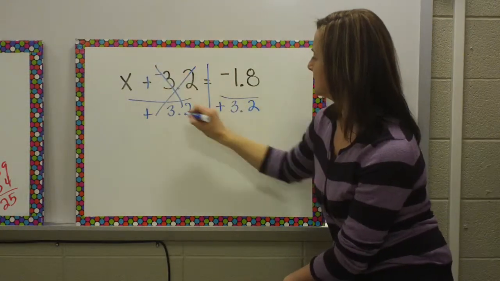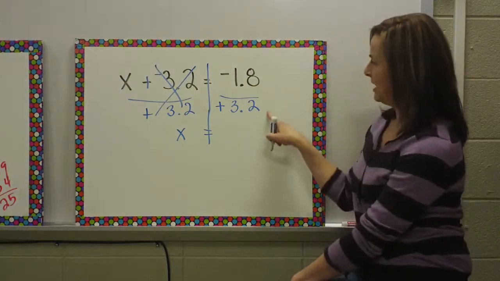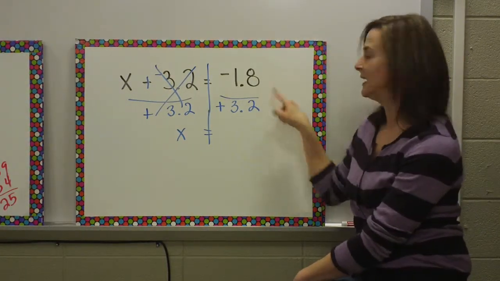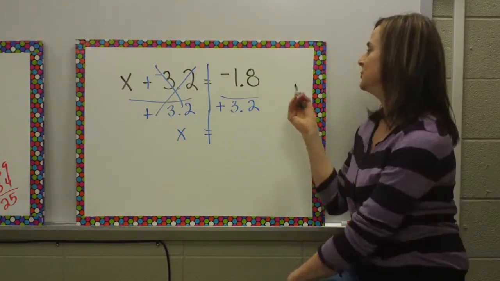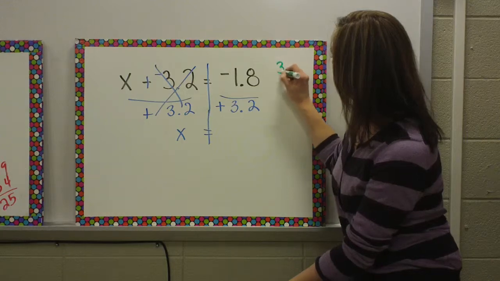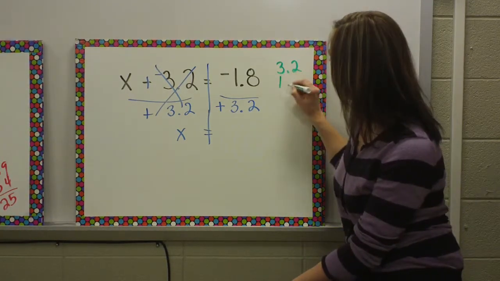This cancels out. So I'm left with x equals. Now I have to do some solving here. I have a negative 1 8/10 and a positive 3 2/10. Because I have different signs, I'm going to find the difference. So first thing I remember about dealing with decimals is I need to line them up.